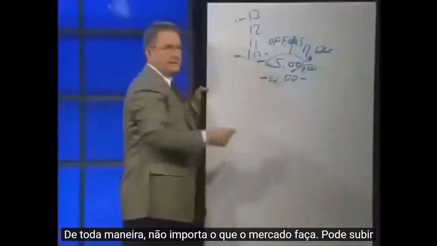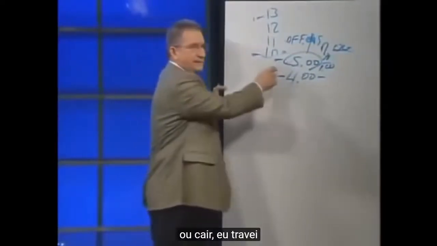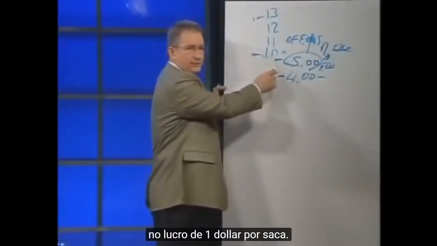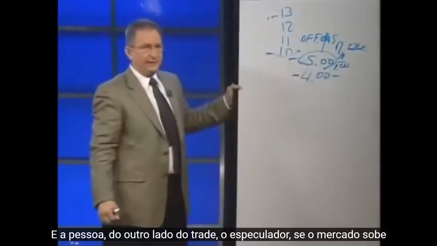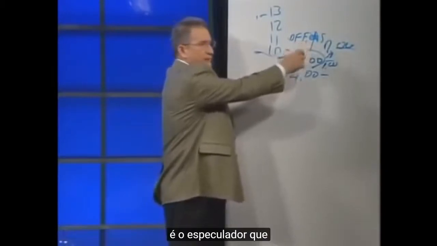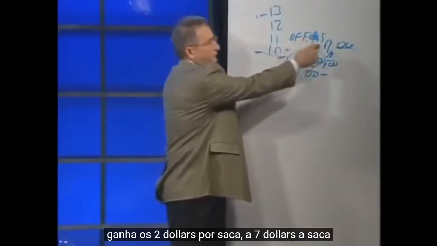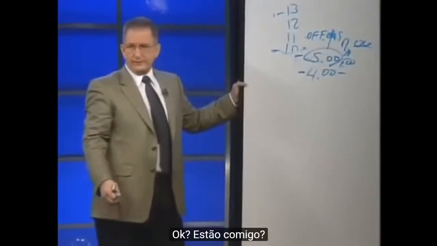So in any case, it doesn't matter what the market does. The market can go up, the market can go down. I've locked in my dollar per bushel profit. And the person on the other side of that trade, the speculator, if of course the market goes up, then the speculator is the one that makes that $2 a bushel profit if it goes up to $7 a bushel. Okay? You guys with me on all this?